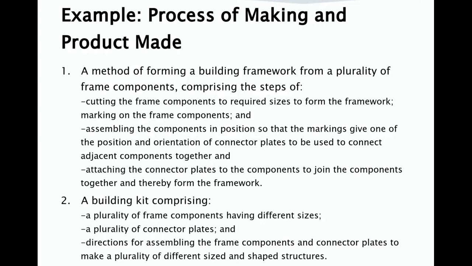Do you think that the claim to the building kit is distinct from the claimed method of forming a building framework? In the instant case, the product can be made by a prefabricated molding process, which does not require cutting or marking, for example, building blocks or stick and connector sets. Therefore, claims 1 and 2 are distinct because the product as claimed can be made by a process that is materially different from the claimed process.